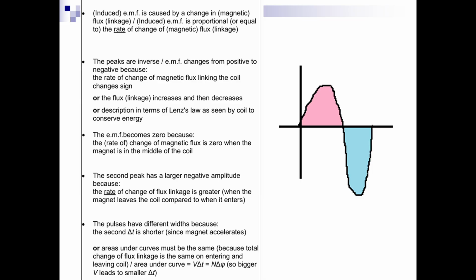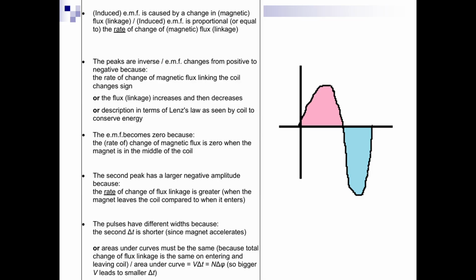So you can say that the flux linkage increases and then decreases, or give a description in terms of Lenz's law, as seen by the coil, to conserve energy. The EMF becomes zero because the rate of change of magnetic flux is zero when the magnet is in the middle of the coil. The second peak has a larger negative amplitude because the rate of change of flux is greater when the magnet leaves the coil compared to when it enters.